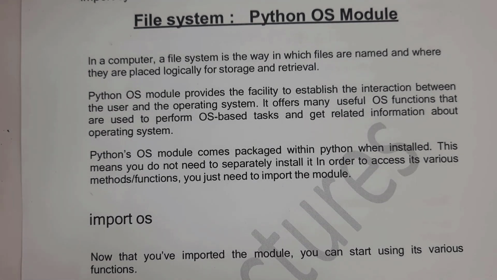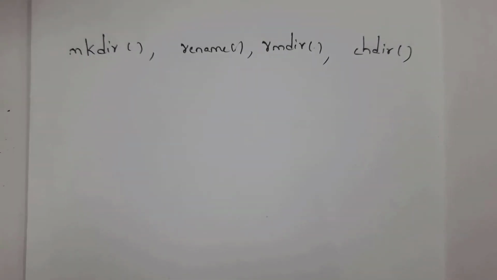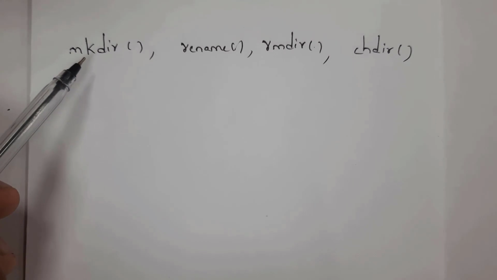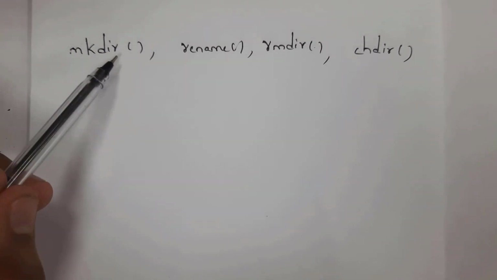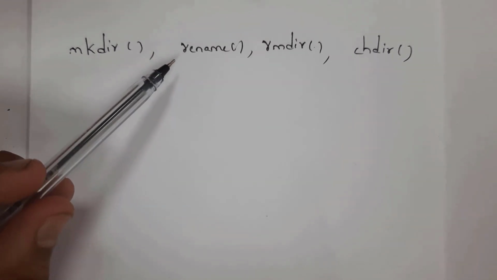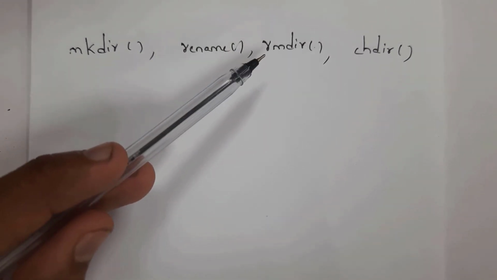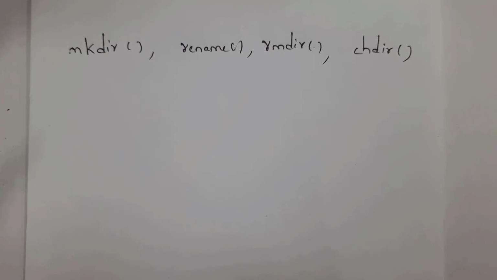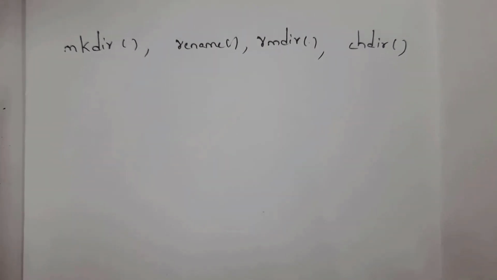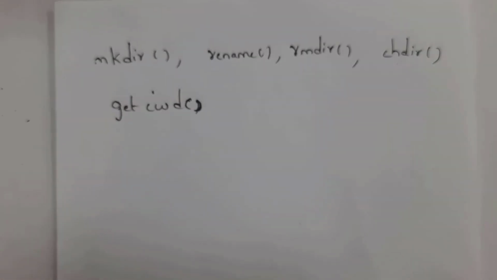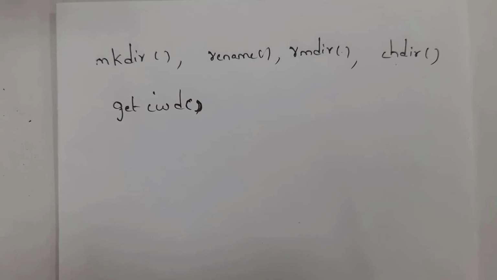I'll give an example. Guys, these are various types of functions that are available in the OS module. First one is mkdir, that is nothing but make directory. Directory is nothing but folder. So in order to create a folder, we need to use the mkdir function. And next one is rename. In order to rename your folder, you need to use the rename function. And rmdir, that is nothing but remove directory. In order to remove your folder, you need to use rmdir. And next one is chdir. That is nothing but change directory. I want to change the location where the file is going to be saved. So in order to change the location, you need to use the chdir function.